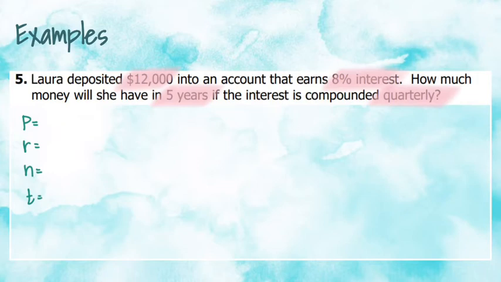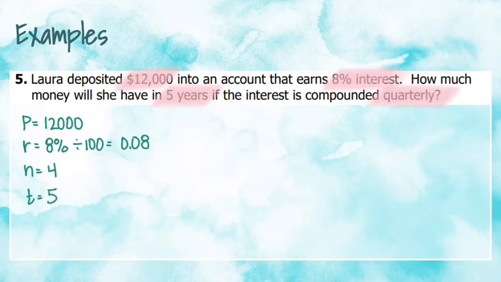So P is the initial amount. She deposited $12,000. R is the rate. It is 8% interest rate, but again, we have to divide that by 100 to use it, so it's 0.08. And then N is how many times per year that the interest is compounded. So this one is compounded quarterly, so that means it's 4 times per year, once every quarter. So N is going to equal 4. And then T is how long the money has been there, the time in years. And our problem says 5 years.